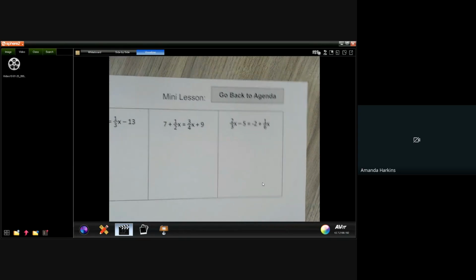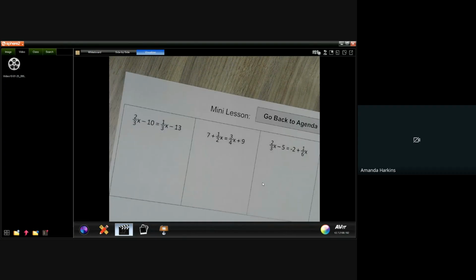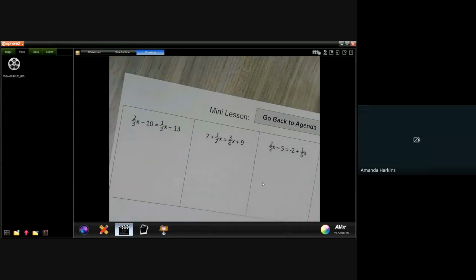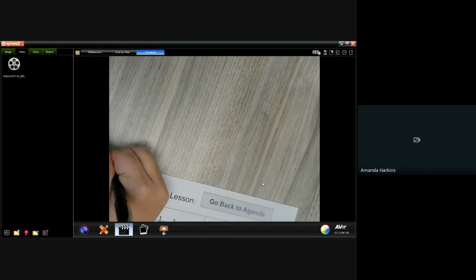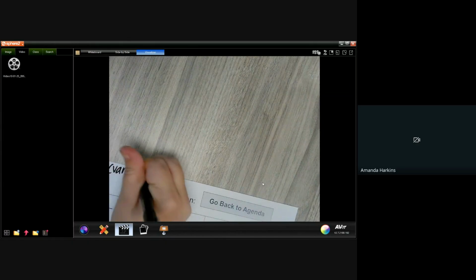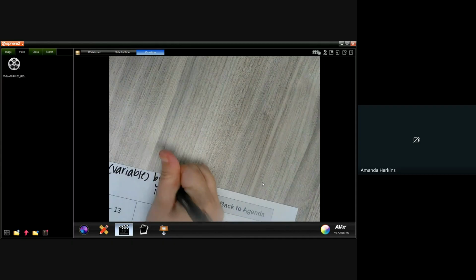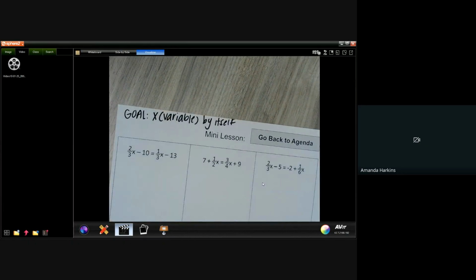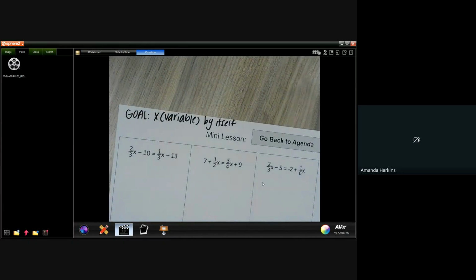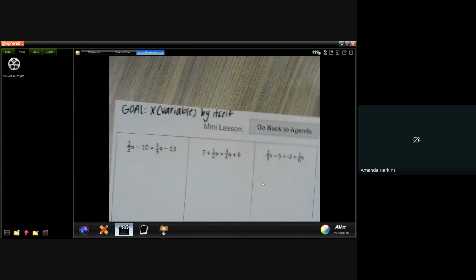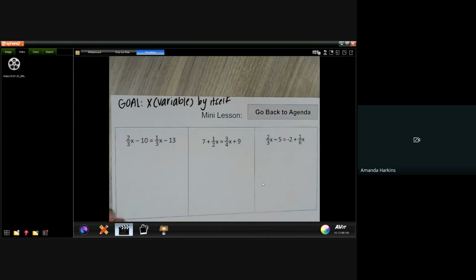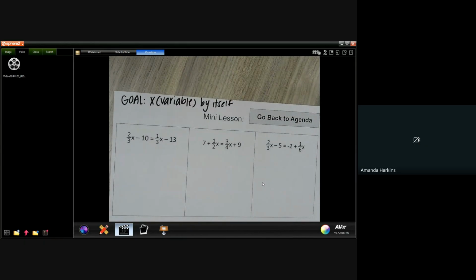This is Ms. Harkins, and we are going to be solving rational number coefficient equations. Remember, our goal always is to get x, or the variable, by itself, so we're left over with 1, okay? So let's go ahead and get started. Remember, we can use our calculator for this if we have it. And Ms. Harkins has a calculator, so we're going to go ahead and just use Ms. Harkins' calculator. Okay, let's go ahead and get started.